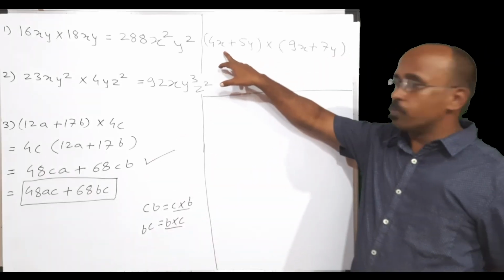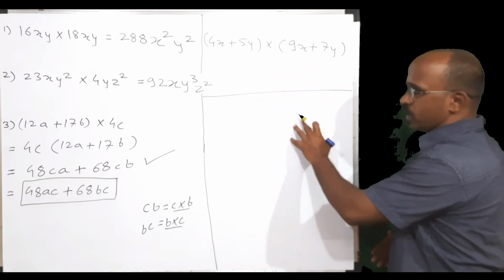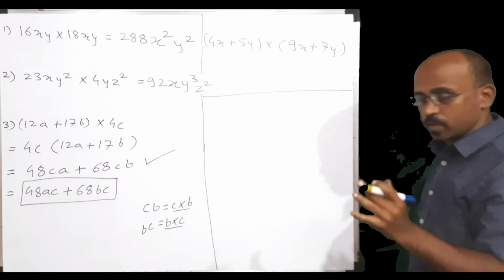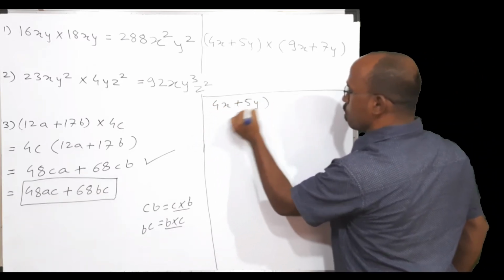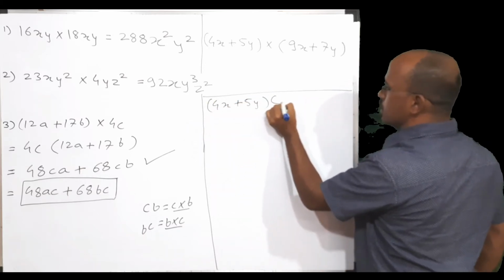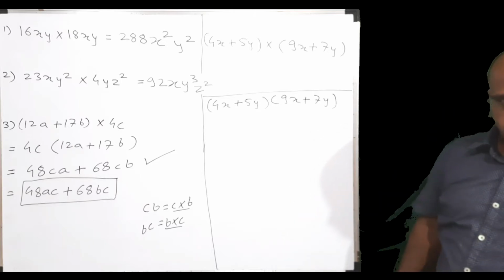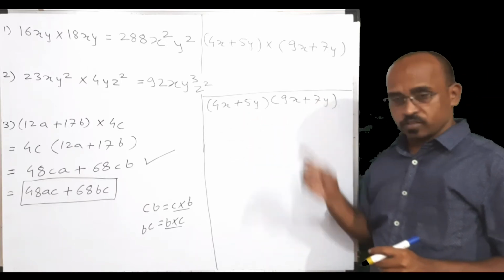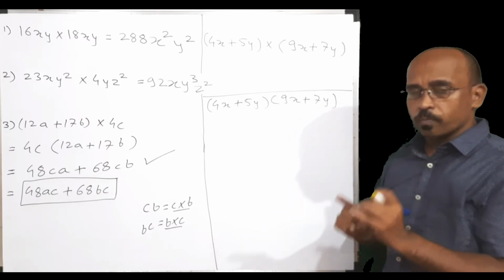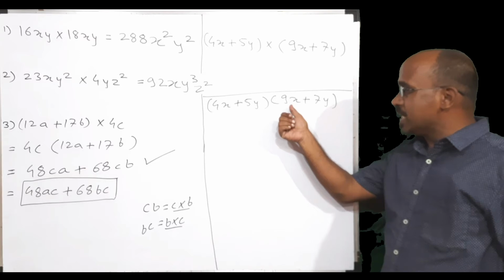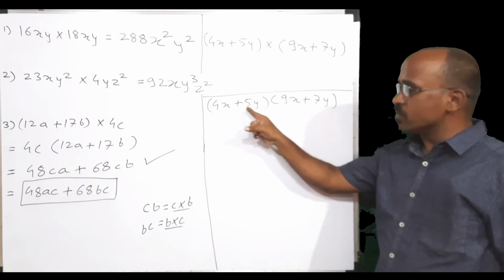The example is 4x plus 5y into 9x plus 7y. So let's write it in the way how to write the multiplication of algebraic expressions. We can write it as 4x plus 5y multiplied by 9x plus 7y. Alright. Now we have to multiply these two brackets. How to multiply two brackets? What do we have to do? Please remember, we have to multiply each and every term in the second bracket by each and every term in the first bracket.